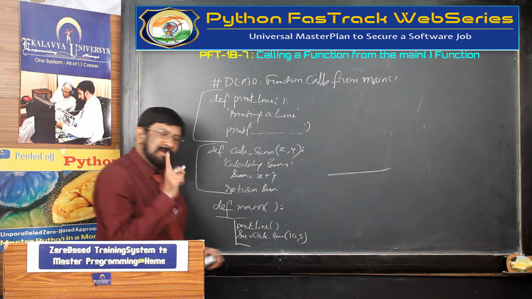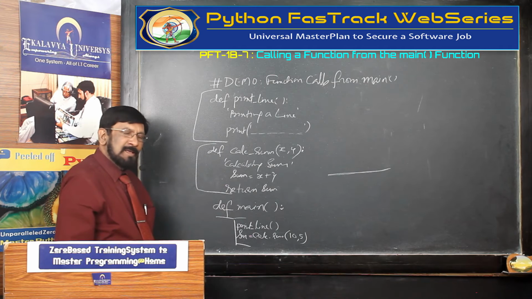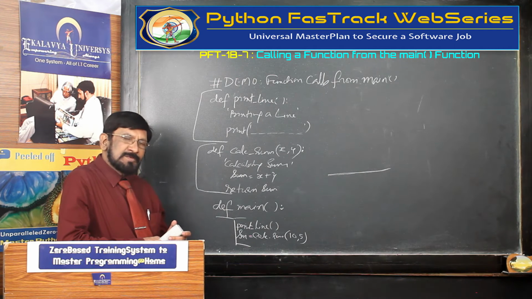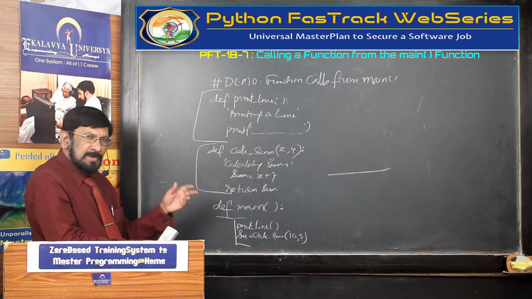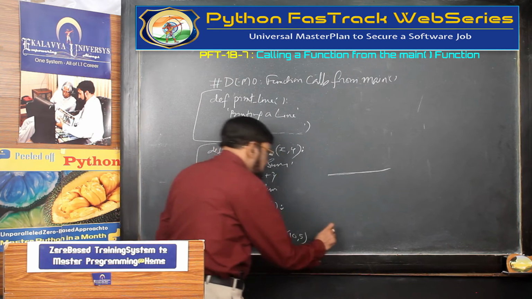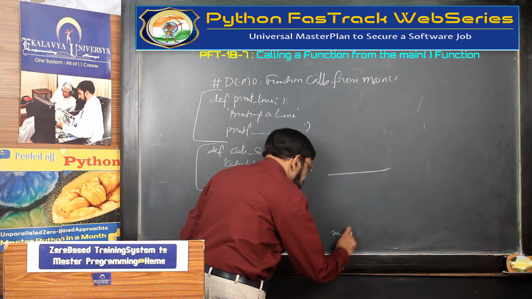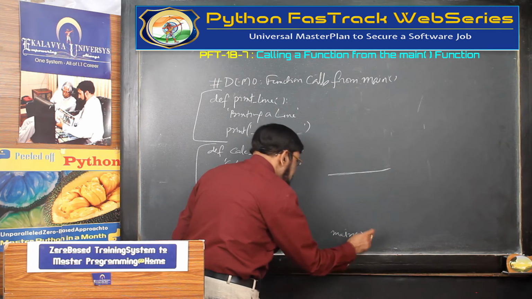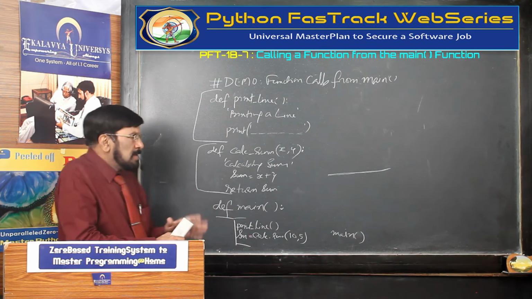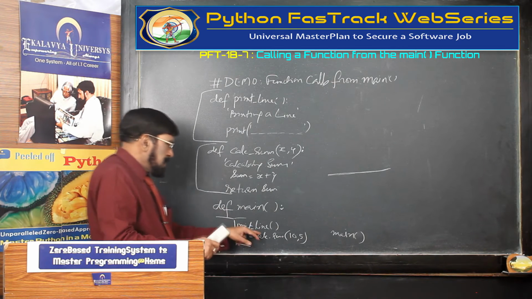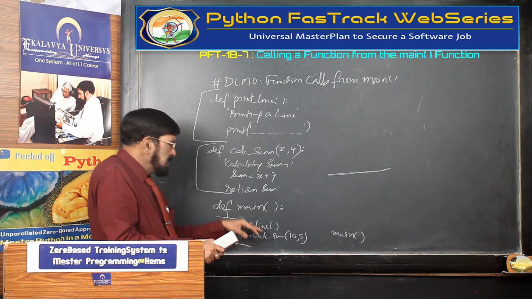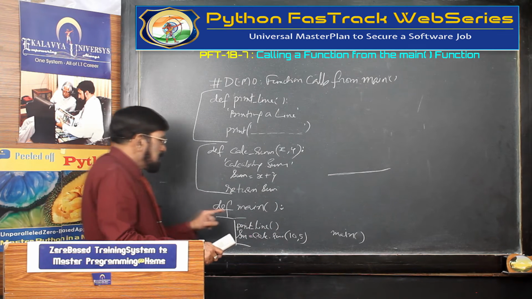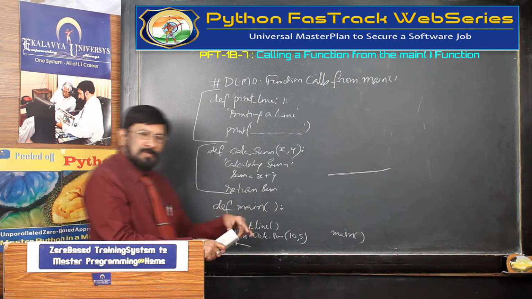And here one more distinction is there in Python. In the C family, C and Java, we need not call main. Main is called automatically. But here you should call main explicitly. Then only main is called. Like other functions, main also should be called. Then only it is activated. So this is the indirect way of calling.